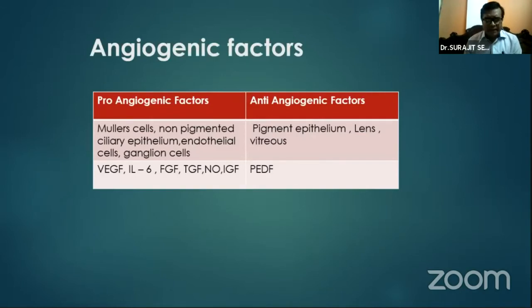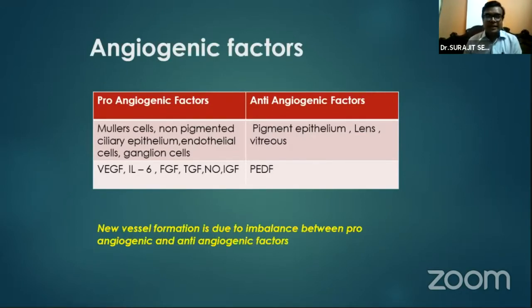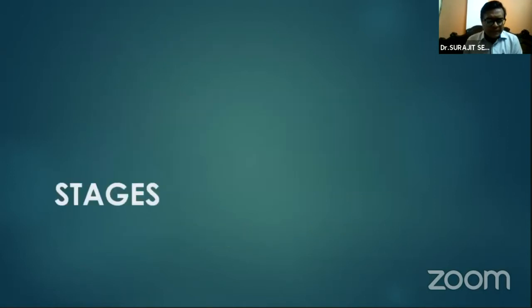The main factor responsible for this is the imbalance between the pro-angiogenic and anti-angiogenic factors. The pro-angiogenic factors are most commonly VEGF and IL-6, and the anti-angiogenic factors include platelet-derived and pigment epithelium-derived factors.